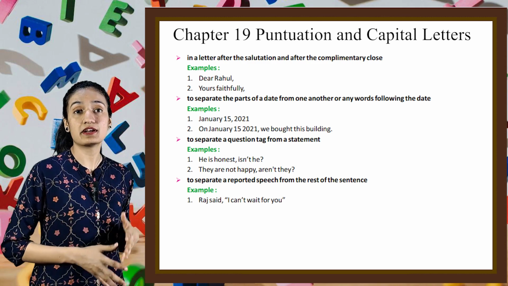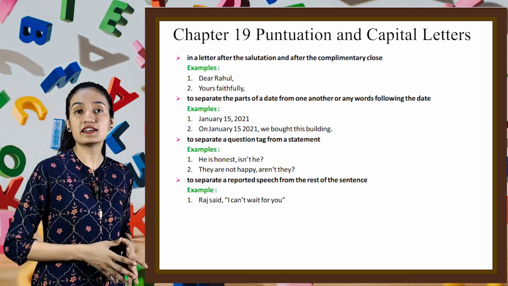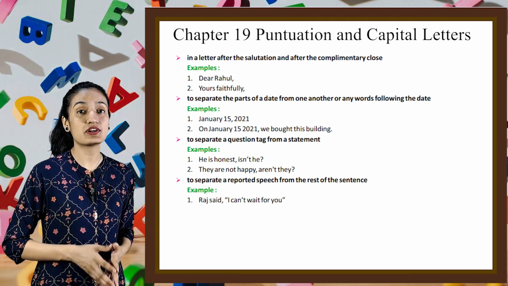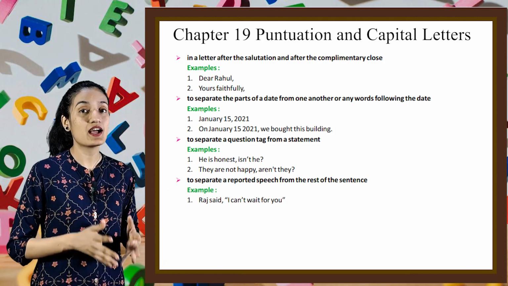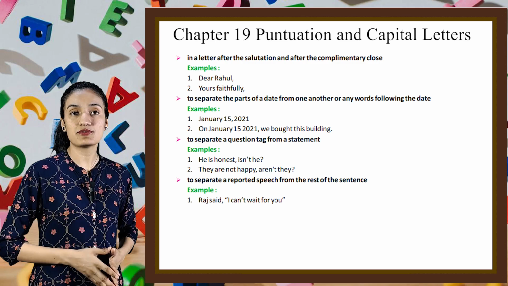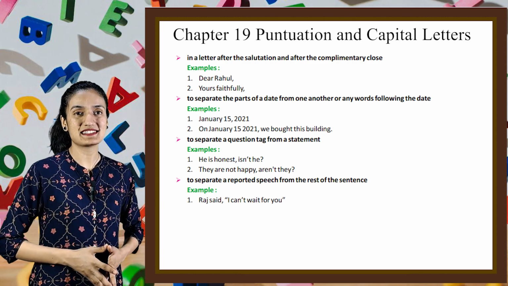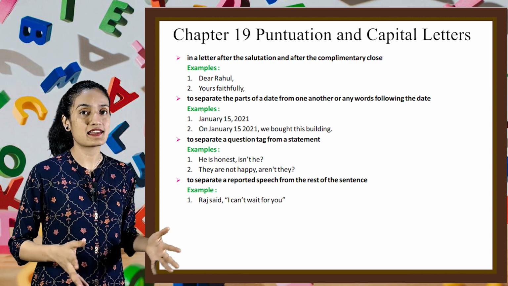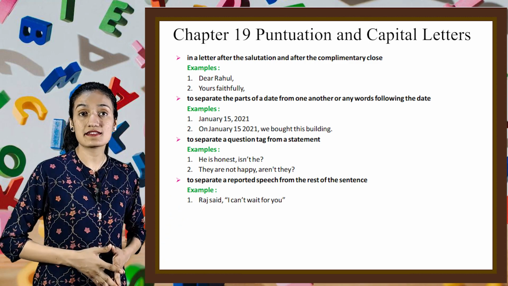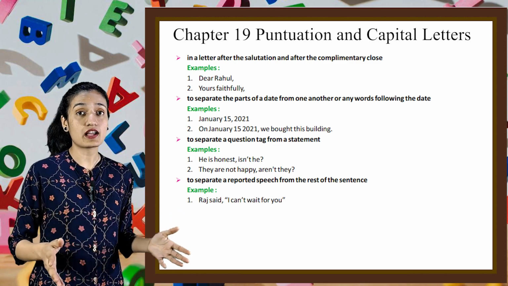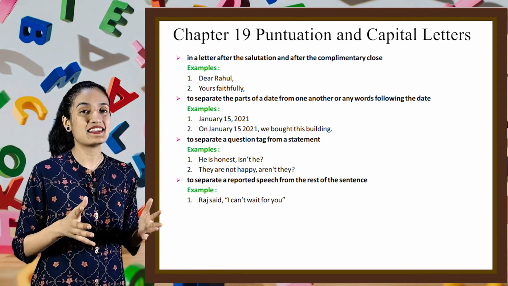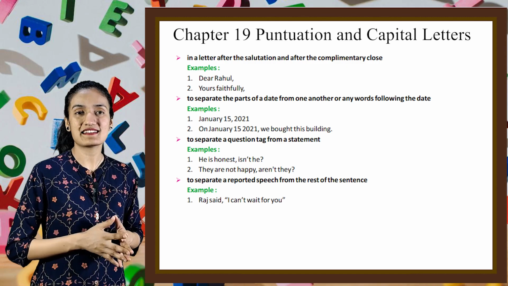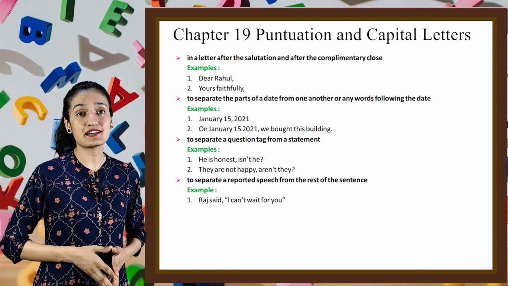Next is to separate the parts of a date from one another or any words following the date. Examples, January 15, 2021. On January 15, 2021, we bought this building. Next is to separate a question tag from a statement. Examples are, he is honest, isn't he? They are not happy, are they? Next is to separate a reported speech from the rest of the sentence. Example, Raj said, I can't wait for you.